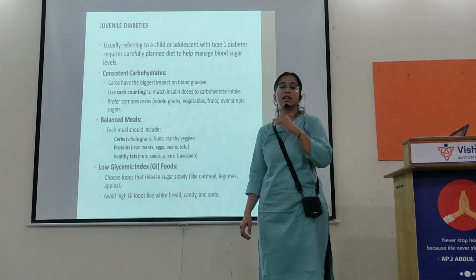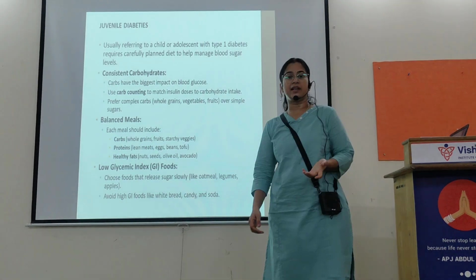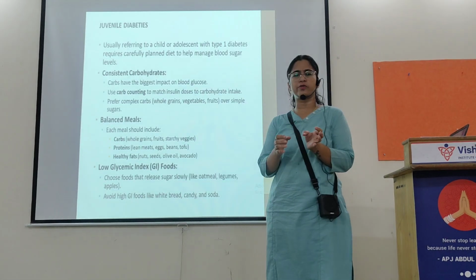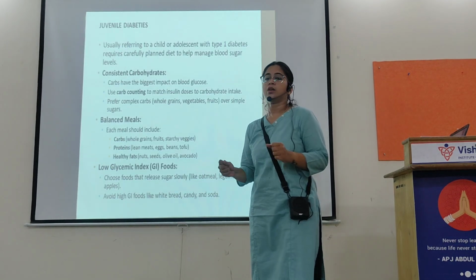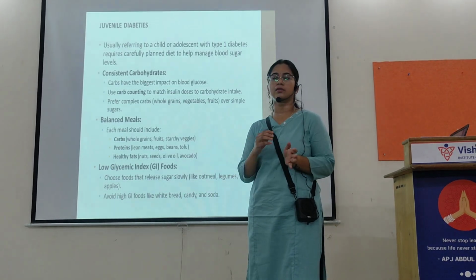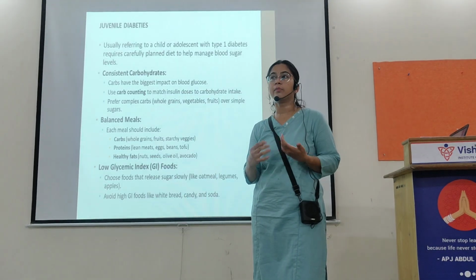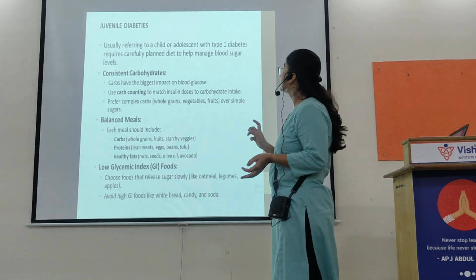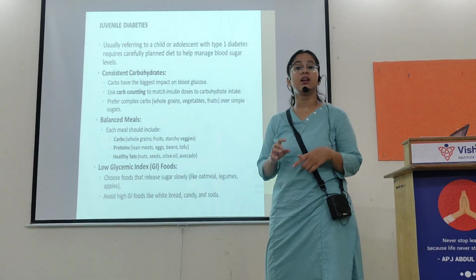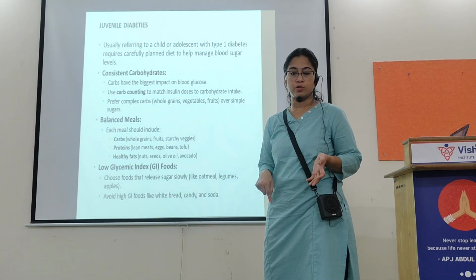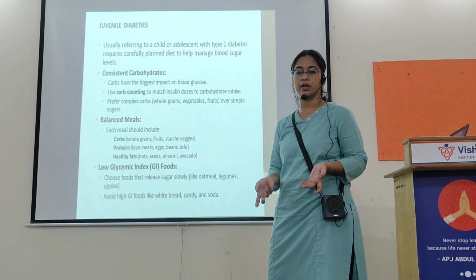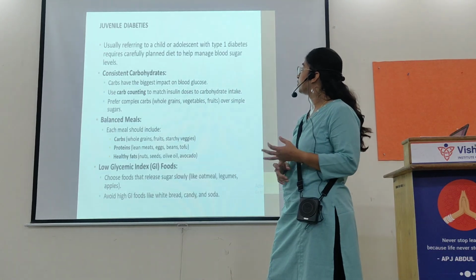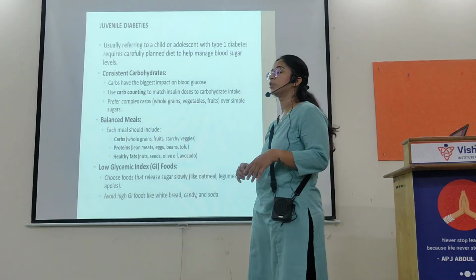Nowadays a major problem is juvenile diabetes. So what is juvenile diabetes? It refers to a child or adolescent with type 1 diabetes. It is found usually in children and adolescents. It is not like being born with diabetes. It is diagnosed usually by the time the child reaches adolescence. This is the type 1 diabetes which has a deficiency of insulin, so insulin was not being prepared in that baby or adolescent. It requires a carefully planned diet and helps to manage the blood sugar level.